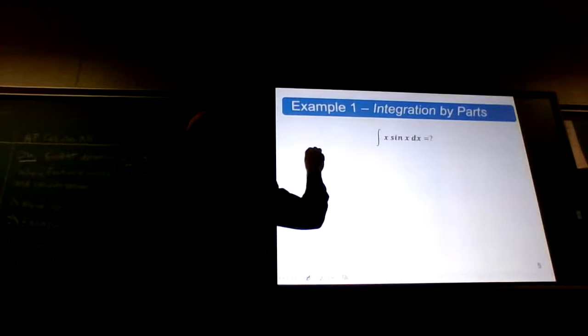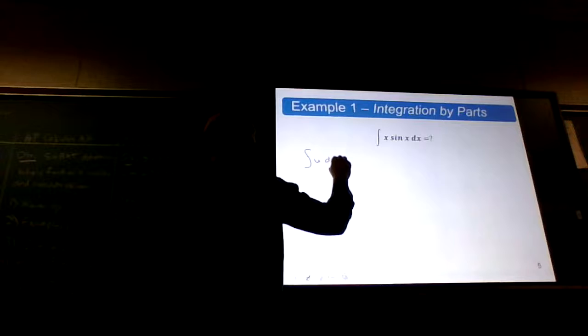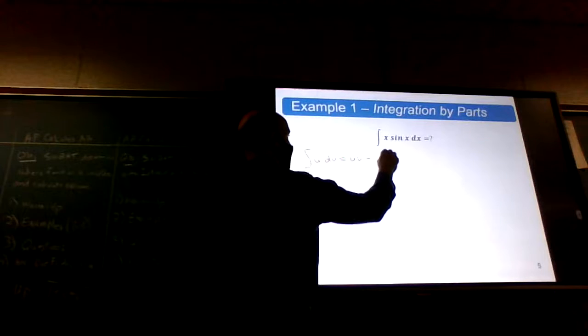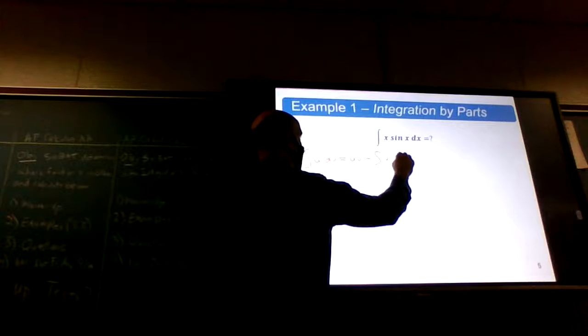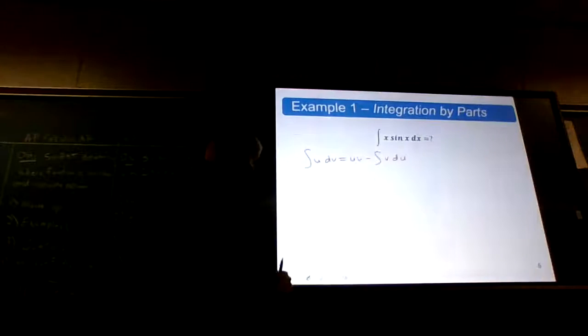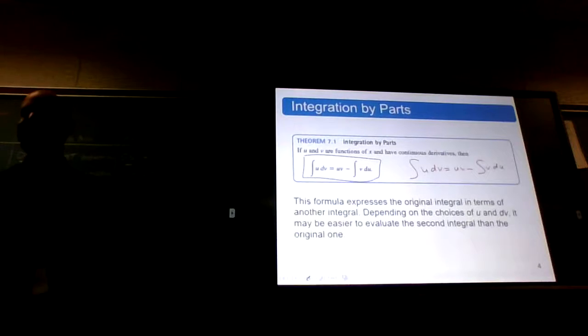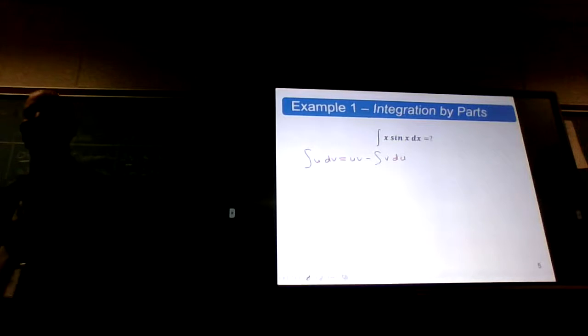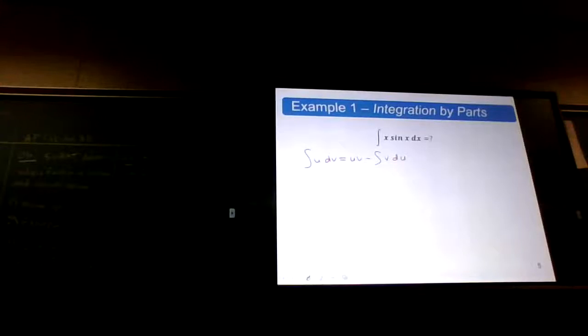And what was the formula again? The integral of u dv minus integral of v du. Is that right? Did we get it right? Now I'm telling you, you have to get that right or you're going to be in trouble on every problem. And it's not that difficult. So let's go ahead and figure out what we need to do then.